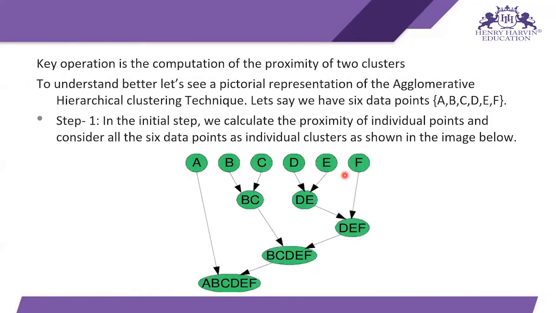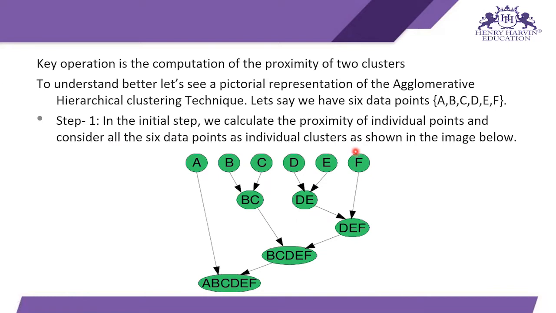The key operation is the computation of the proximity of two clusters. To understand better, let's see a pictorial representation of the agglomerative hierarchical clustering technique. Let's say we have six data points A, B, C, D, E and F. Step 1, the initial step: we calculate the proximity of individual points and consider all the six points as individual clusters, as shown in the image below.